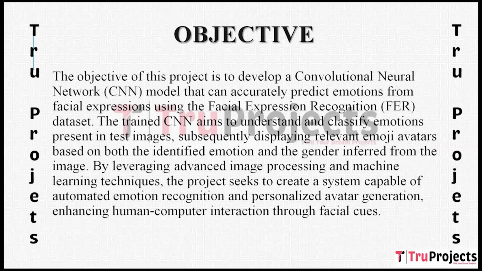Objective. The objective of the project is to create a convolutional neural network (CNN) model using the facial expression recognition (FER) dataset that can accurately identify emotions from facial expressions. The trained CNN attempts to recognize and categorize the emotions depicted in test images and then presents an appropriate emoji avatar based on the recognized emotion and the gender inferred from the image. The project aims to develop a system capable of automatic emotion identification and customized avatar generation, boosting human-computer interaction through facial cues. It does this by utilizing cutting-edge image processing and machine learning techniques.